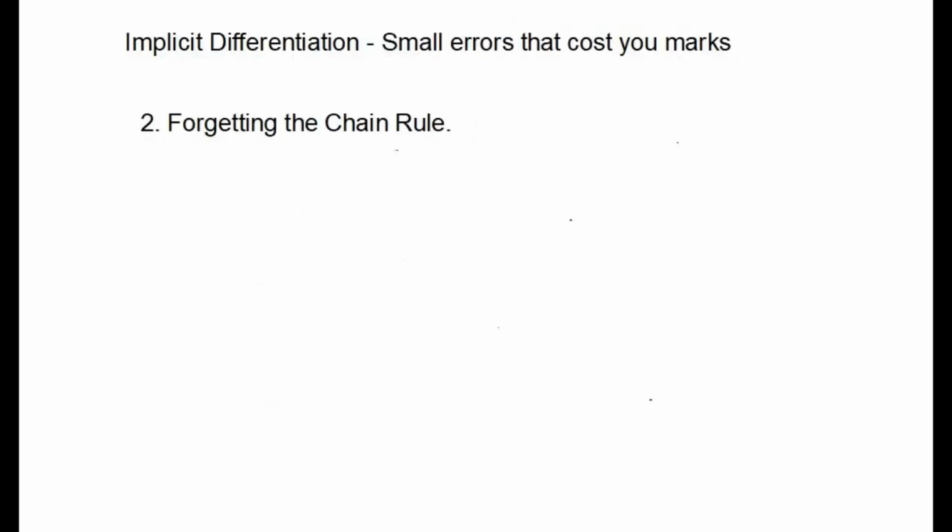Our next error has to do with forgetting to use the chain rule. Now, 9709 loves to test different concepts in a single question. So you might think you're just doing a simple implicit differentiation where you have to remember to multiply by dy by dx, but it could be testing other things as well, such as whether you can recognize an implicit differentiation, or it might include trigonometry in the question. Product rule is very common, and then there's the chain rule. So this question, I'm going to just write it down.